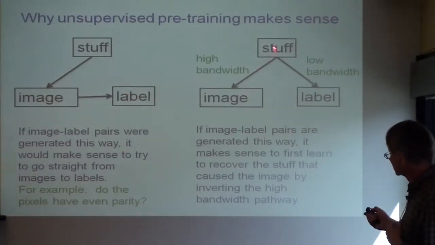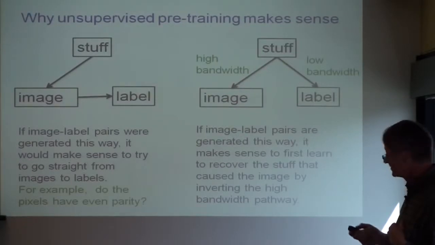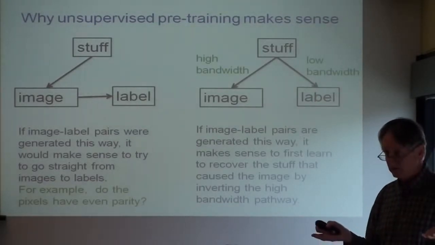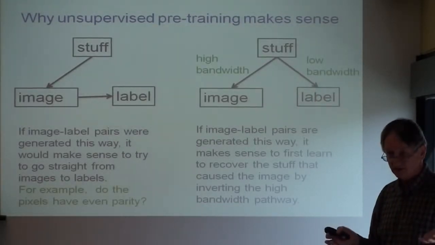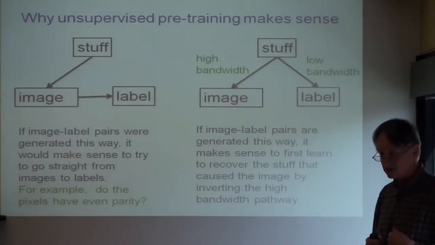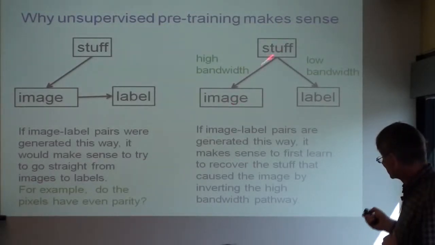What you really believe is the stuff gives rise to images, and then the labels that go with images are because of the stuff, not because of the image. So there's a cow in a field, and you say cow. Now, if I just say cow to you, you don't know whether the cow is brown or black or upright or dead or far away. If I show you an image of the cow, you know all those things. So this is a very high bandwidth path. This is a very low bandwidth path.